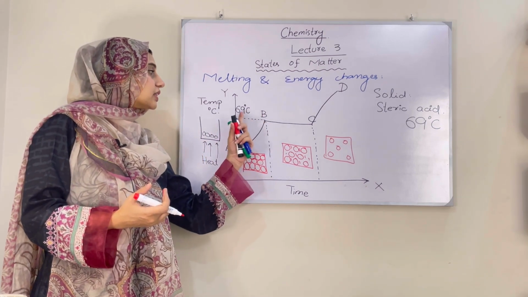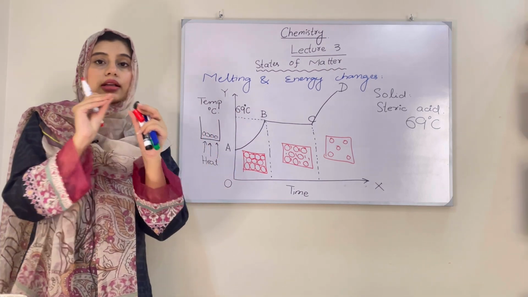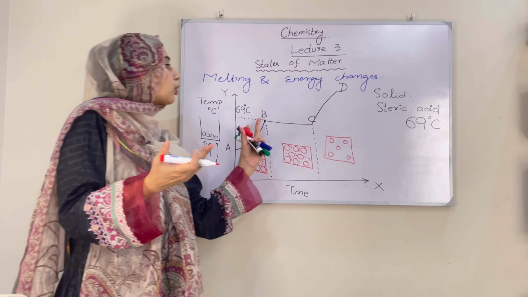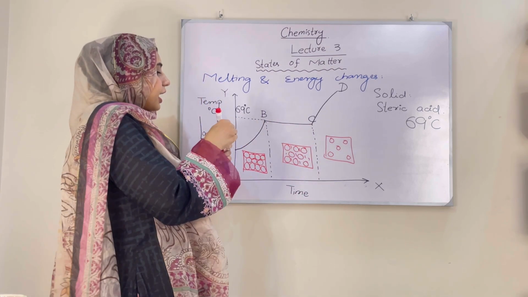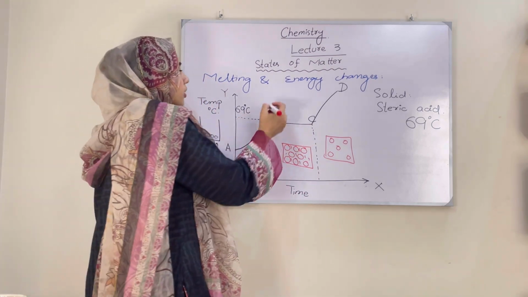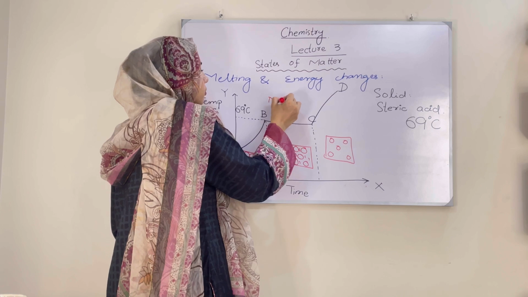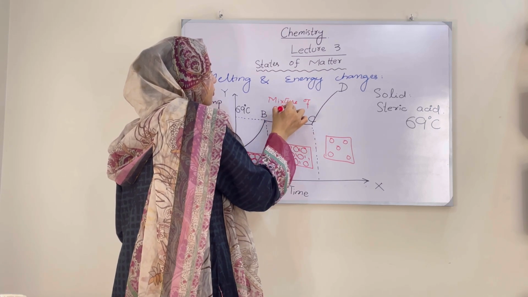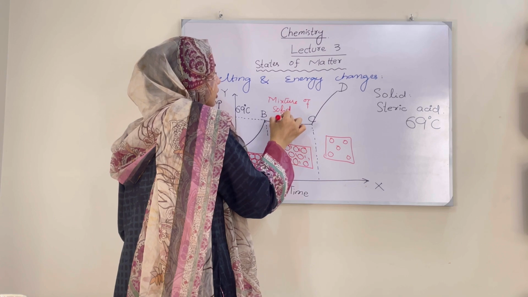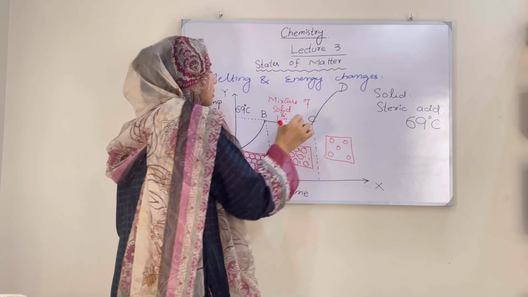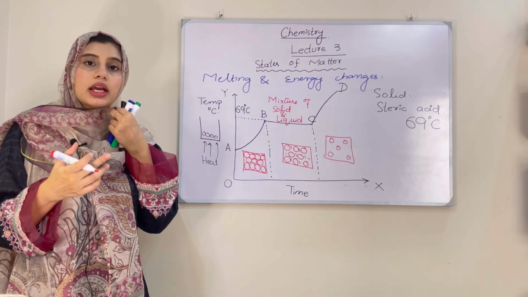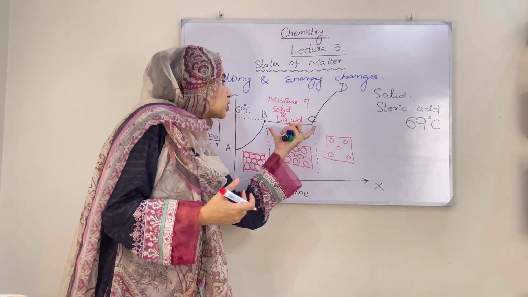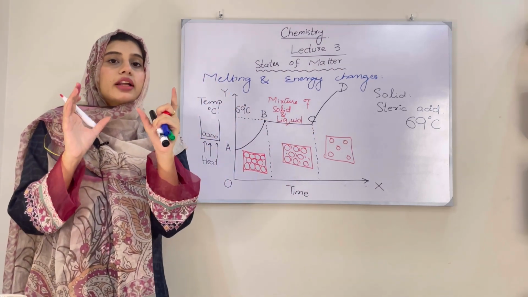At point B, 69 degrees Celsius, the solid is starting converting into liquid. From B to C, here we have a mixture of solid and liquid, because some of the molecules are converted into liquid and some of the molecules are still in solid. So this is the phase in which we have a mixture of solid and liquid.